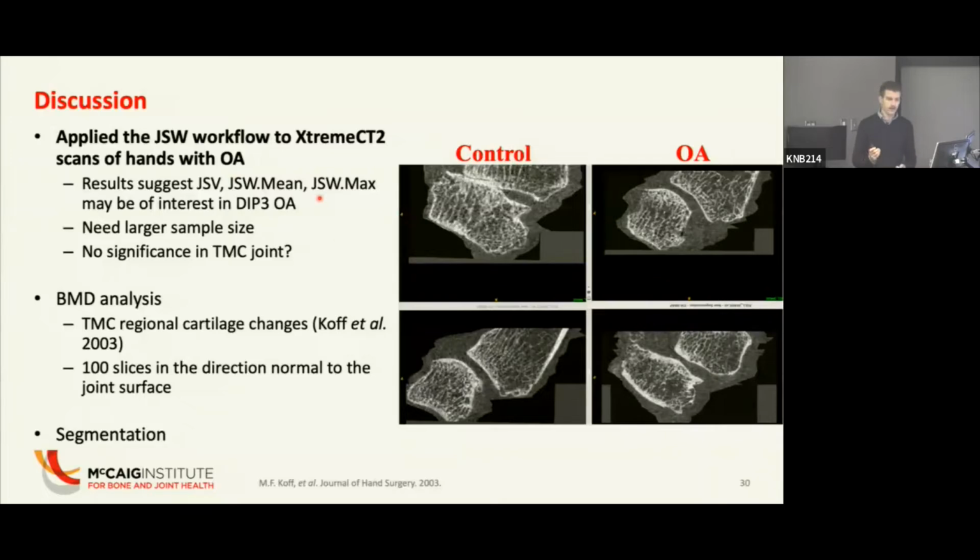So this is an example of some TMC joints from a control and from an osteoarthritic participant. And you can clearly see that the control has some radiographic evidence of osteoarthritis. But we just recently have had some hand surgeons go through and score the radiographs for our control and osteoarthritic group. So we can see whether we have any kind of explanation as to why we're seeing the results that we're seeing for the TMC joint.